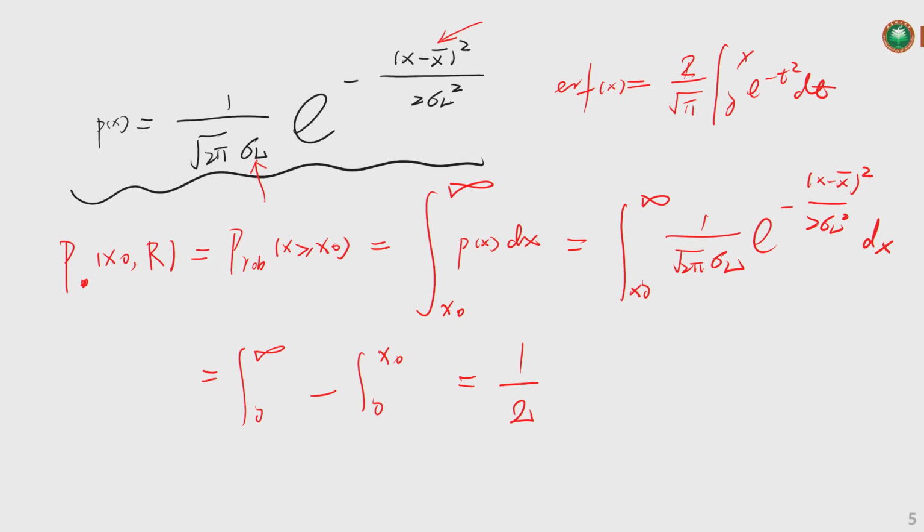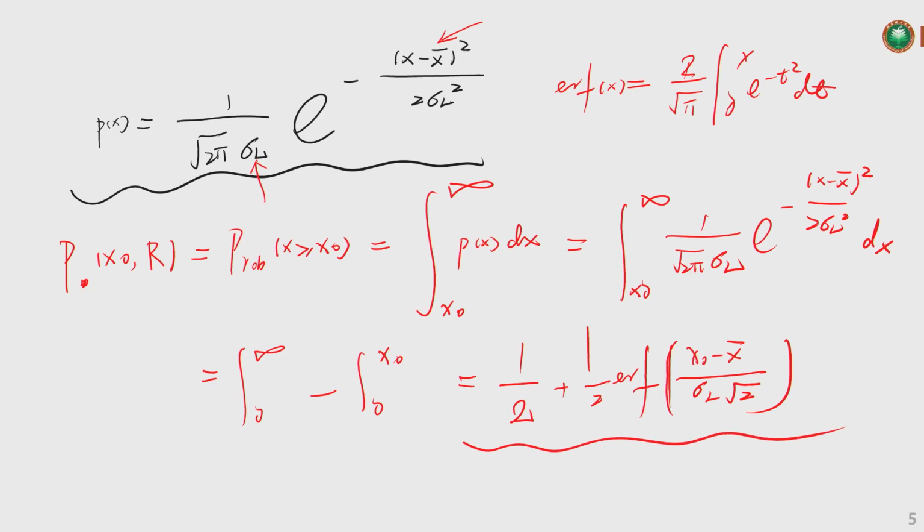And also, there is another term, from 0 to x node. So it becomes half of the erf, with x node minus x average divided by sigma L square root of 2. Taking the transformation of the variables, it can be expressed by this one. So this is the expression for this one.